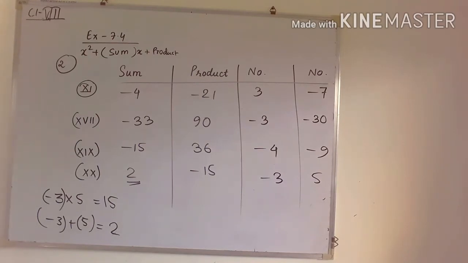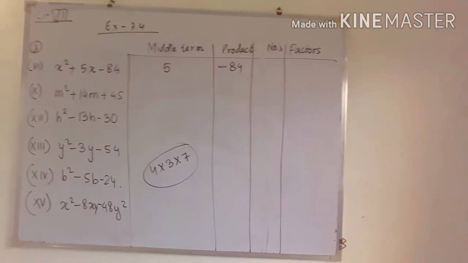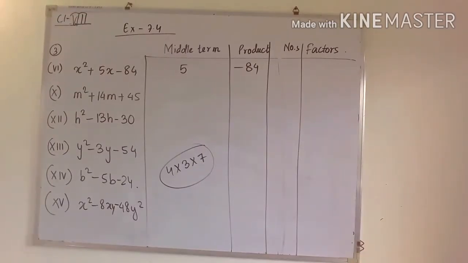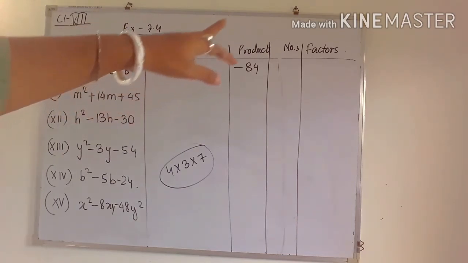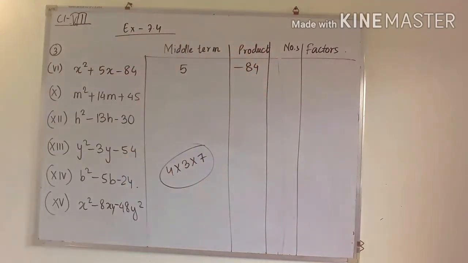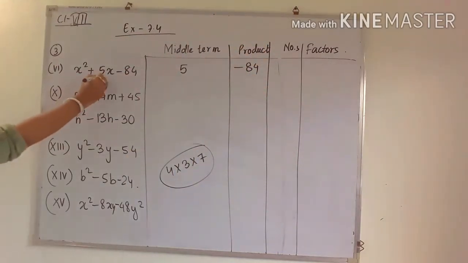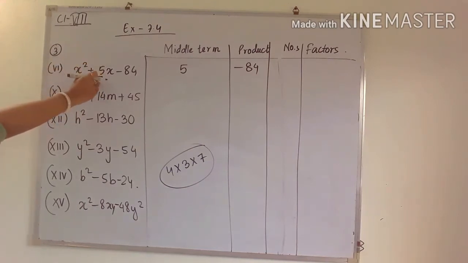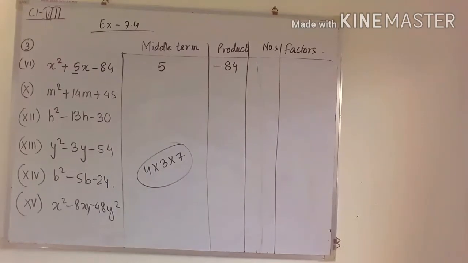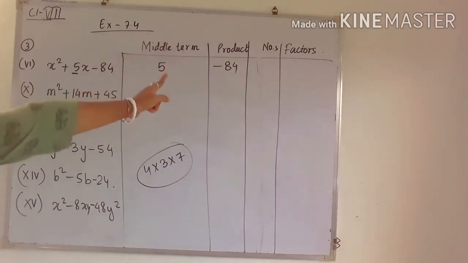So I am going to start the next question, that is number 3. So see, this is the next question. So I have written the questions which I am going to do it now. So see, the middle term, you have to write the product, then you have to write the two numbers, and then you have to write the factors, okay. So see here, first of all, here the middle term is 5. Middle term is the sum, okay. Sum is given as 5 and product is minus 84. Remember, you have to mention the symbol, okay. Accurately you have to write the symbol, okay. Here it is minus 84. Now you have to write the two numbers which you will add to get 5 and which you multiply to get minus 84.